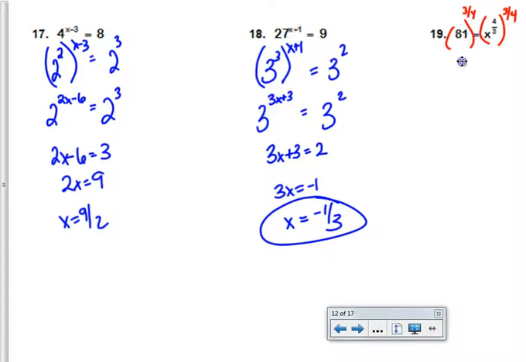If you were to type 81 to the 3/4 power on your calculator, let's see, 81 to the 4th root is 3, I believe. And then 3 to the 3rd power is 27. 27 equals x, but it's actually positive and negative 27 equals x.